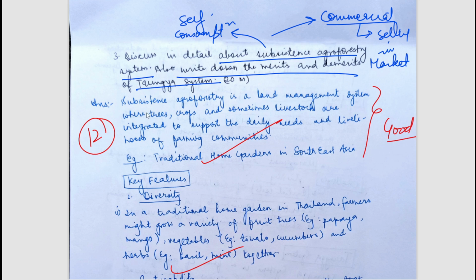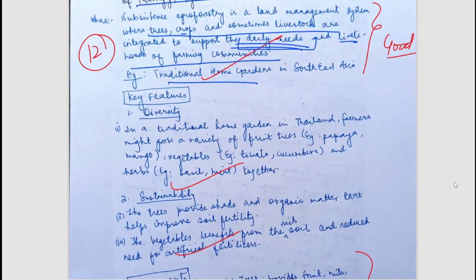So see what the student has mentioned. Subsistence agroforestry is a land management system where trees, crops, and sometimes livestock are integrated to support daily needs. So this is the key word here: daily needs and livelihoods of farming communities, such as traditional home gardens. So this is what the subsistence agroforestry system is, mainly for self-consumption.